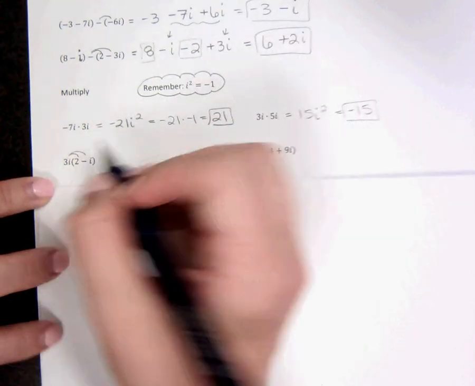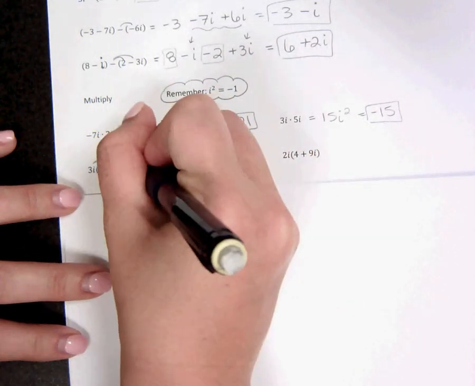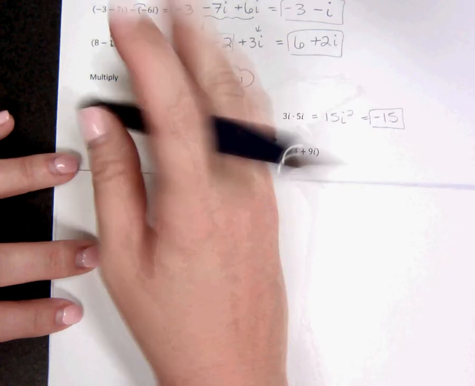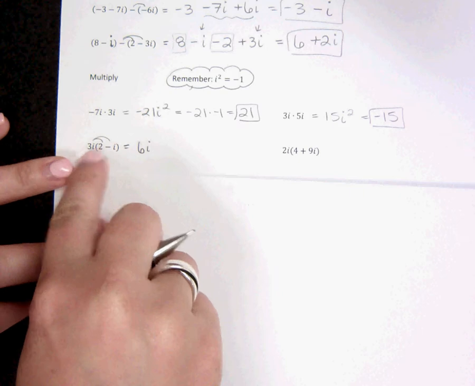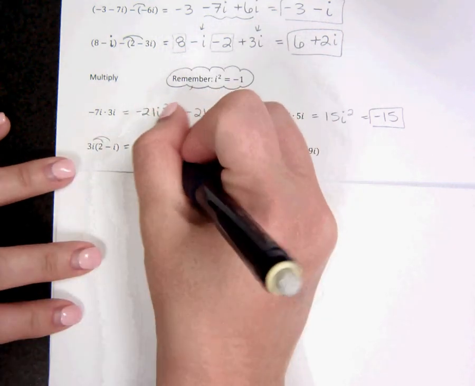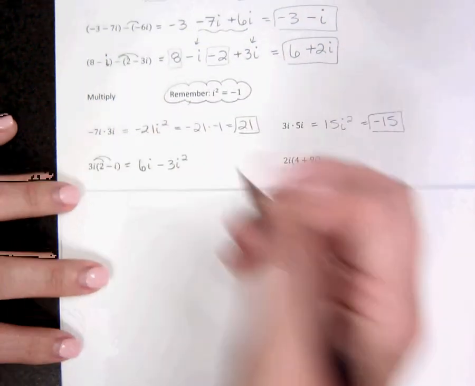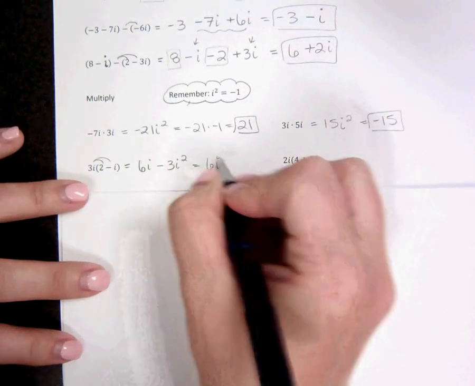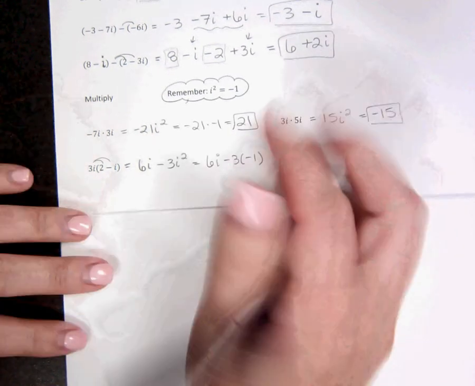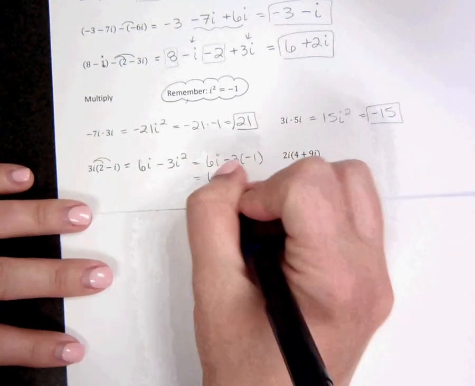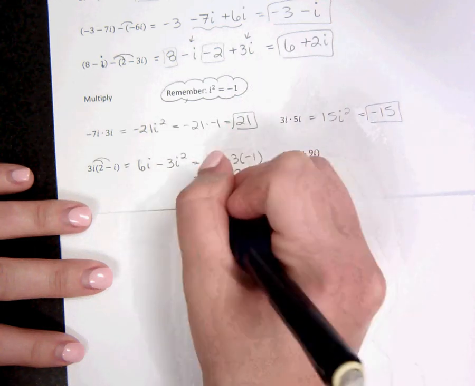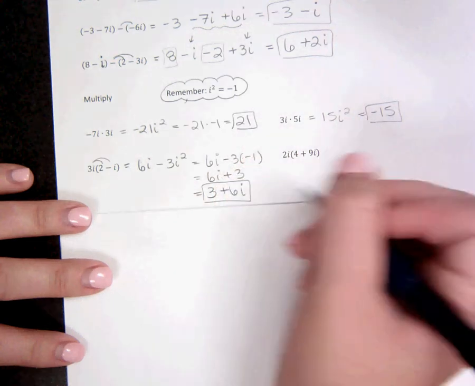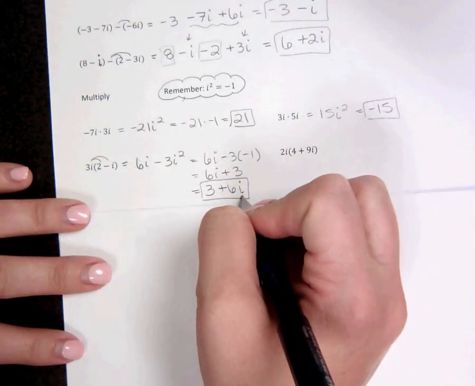Here we'll do some distributing. This would be 3i times 2, which is 6i, and then 3i times negative i would be negative 3i squared. So that's going to be 6i minus 3 times negative 1, which will give us 6i plus 3. And we want to put the real number first and then the imaginary number. So in the homework it is particular about that. Real number first and then imaginary.